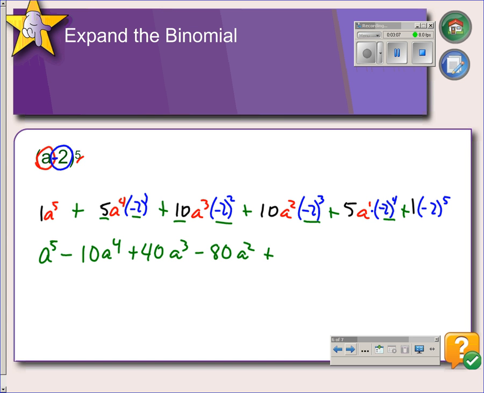Negative 2 to the 4th is positive 16. 16 times 5 is 80. And finally we have negative 2 to the 5th, which is negative 32. Okay, when you get your final answer here, you should notice that when your original problem had a minus in it, you end up with your terms across here being minus, plus, minus, plus, minus.